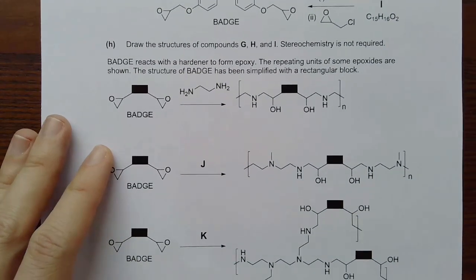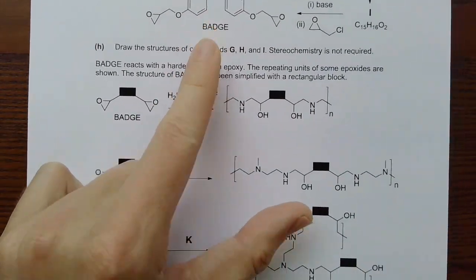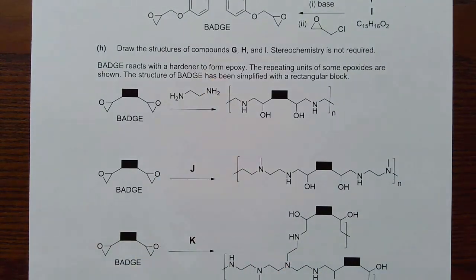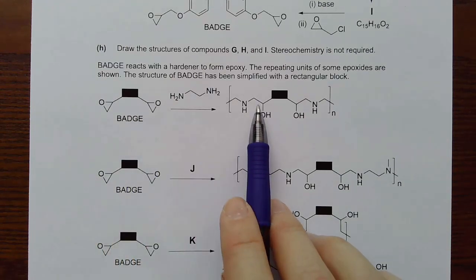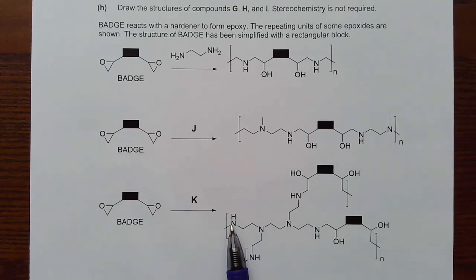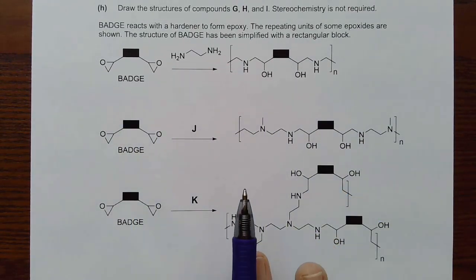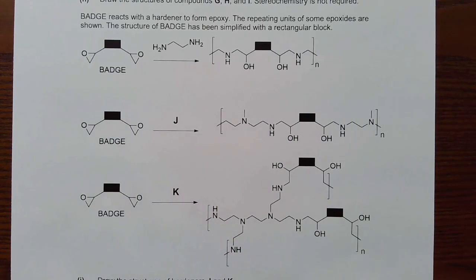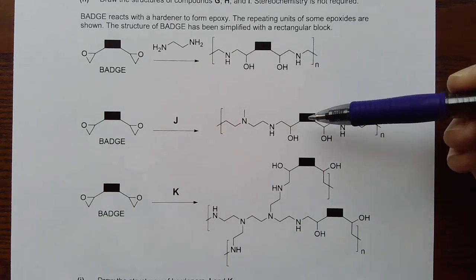H, draw the structures. BADGE, so this thing reacts with a hardener to form epoxy. The repeating units of some epoxides are shown. All right, so you've got the example and then the two that you have to work out. Classic Olympiad style question will show you one, and then you have to work out the other ones. So you should be able to, by looking at this one, with a bit of effort, work out what's going on.